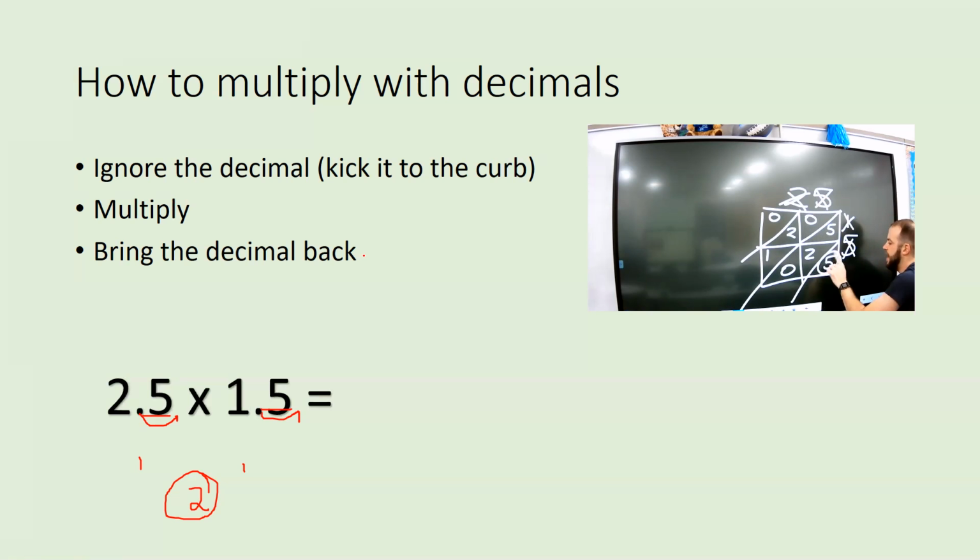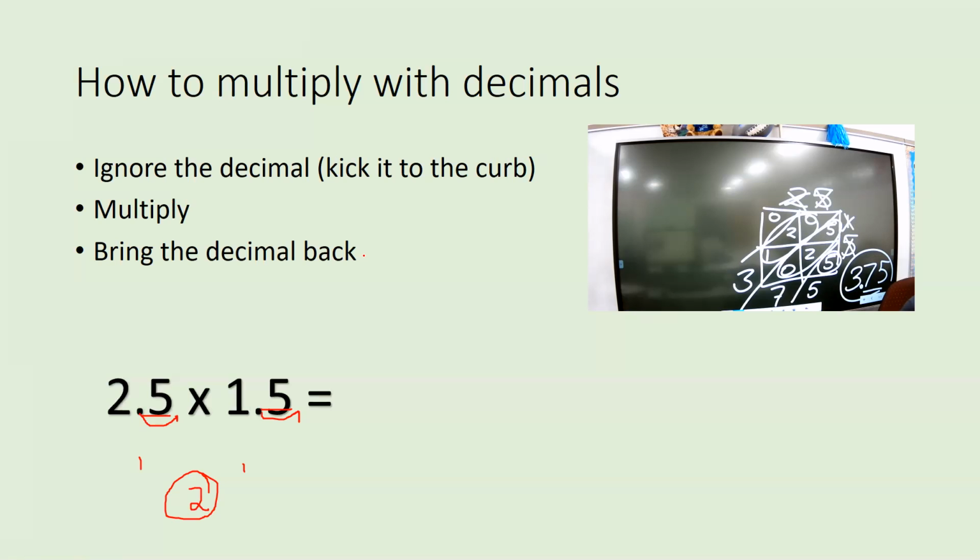And now the 5 falls down. 5 plus 2 plus nothing is 7. 0 plus 2 plus 1 is 3. So that answer is 375. But remember, it had a decimal in it. How many? Oh, 2. So we got to make sure that there's still 2 digits after the decimal.